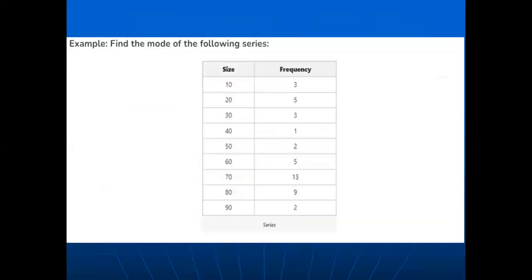Let us take this particular problem: find the mode of the following series. Here we have X as size, and the frequencies are given here. By seeing this, we can see that 13 is the highest repeated frequency, so the mode can be 70, but it can be confirmed exactly by using the grouping and analysis table. So let us apply this method.